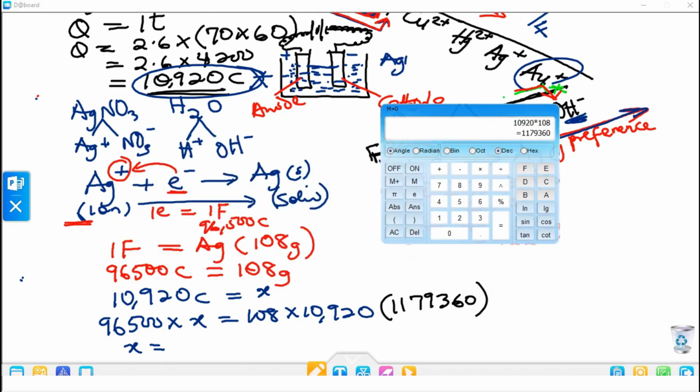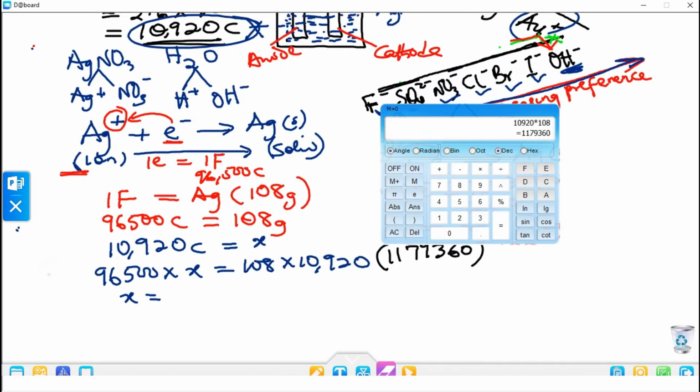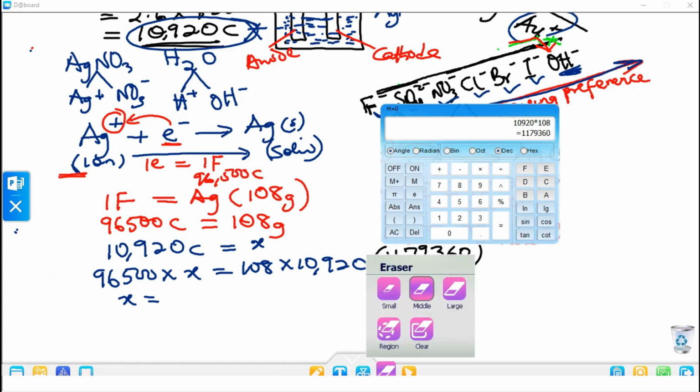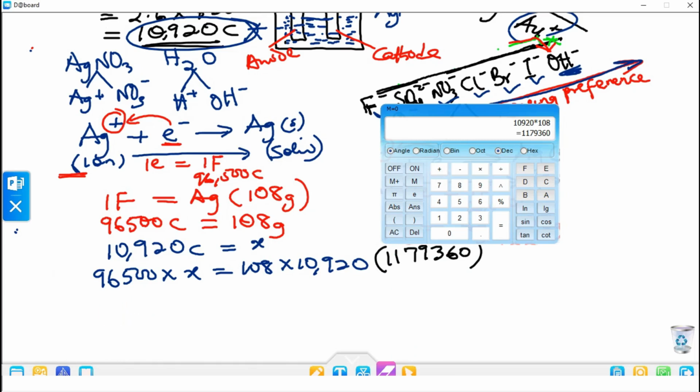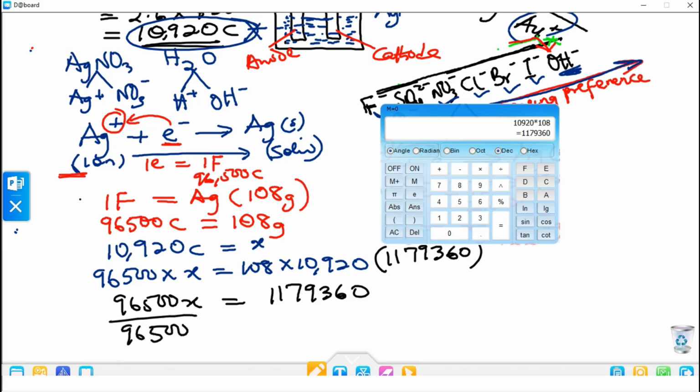Let's make this quite plain and simple. So for those of us who would like us to take it step by step, we are trying to make this very simple, at least for this first example, so that as we proceed we'll get to become matured in these calculations. So I don't want anyone to be lost. So here we have 96,500 x is equal to 1,179,360. So if we divide both sides by 96,500, this can take care of that. So x will be equal to, let's divide by 96,500. So you can see we have our 12.2 grams.